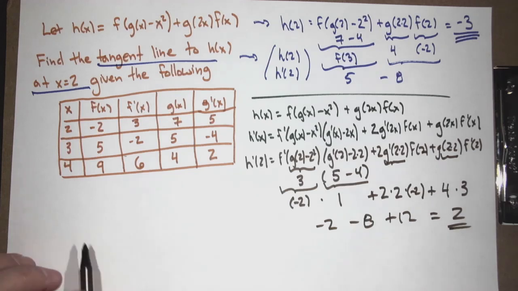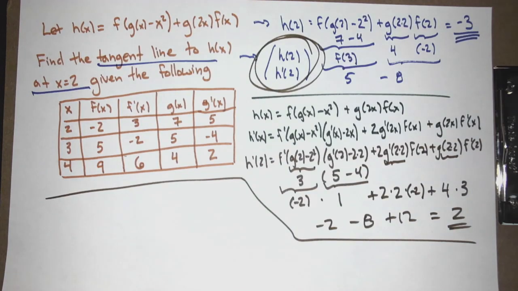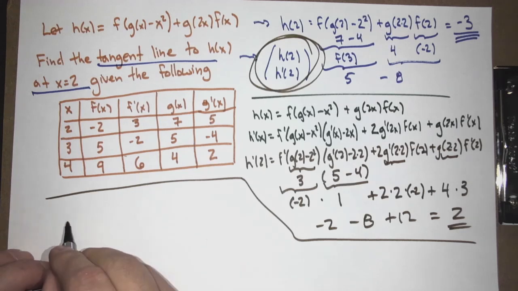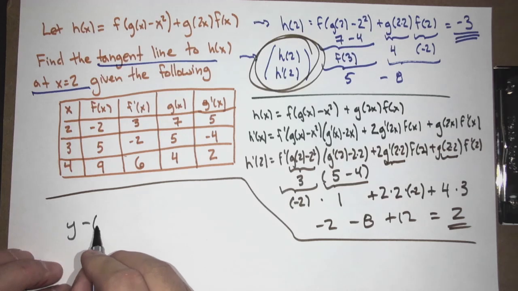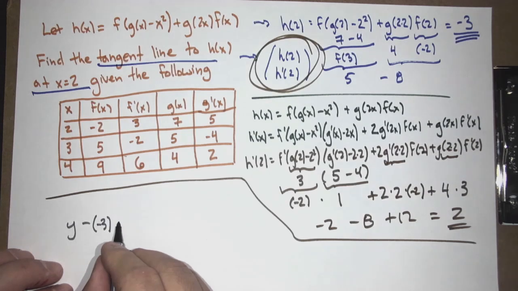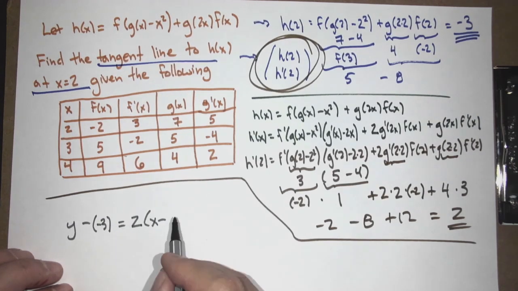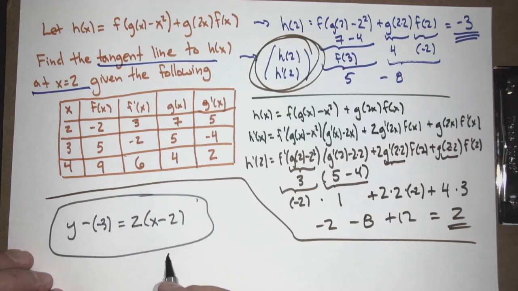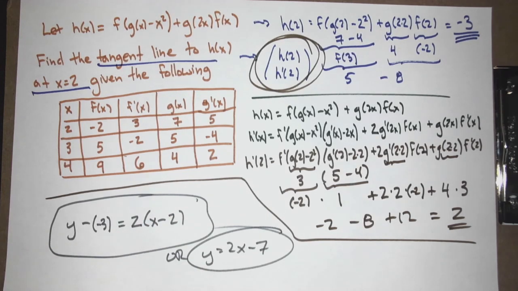Okay, so are we done? No. But the key is we've got the most important parts. We've got the information to make the line. So we make that line. So we say, okay, y minus which one of these numbers? The negative 3, because the negative 3 is the value of the function. So y minus the value of the function equals the derivative, slope, x minus 2. And that's a great answer. Or you could say, look, that's the same as y equals 2x minus 4. I think that's 2x minus 7. All right, so we can use our table.